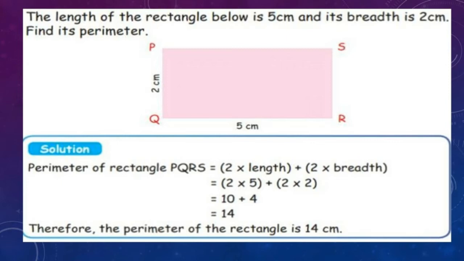10 plus 4 equal to 14. So the perimeter of the rectangle is 14 centimeter.